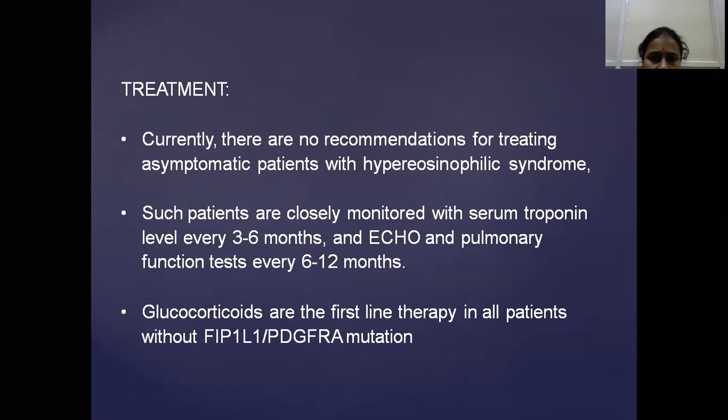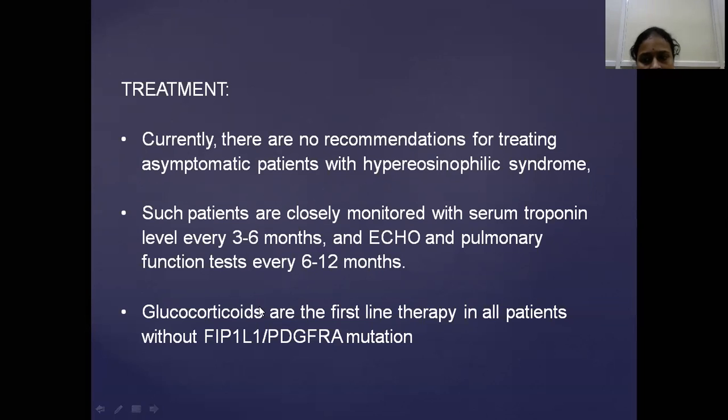What is the treatment of idiopathic hypereosinophilic syndrome? For asymptomatic patients, no need to treat. No need to start any specific treatment for asymptomatic patients. Such patients are closely monitored with serum troponin levels every 3 to 6 months and echo and pulmonary function tests every 6 to 12 months.